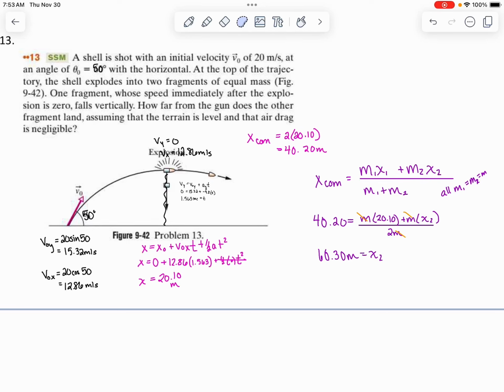Hey guys, I know number 13 on the 9.2 and 9.3 homework can be very difficult. So I wanted to let you know I did the problem all the way through and I just changed the original angle to 50 degrees. If you want to pause it and look at my work here, you're more than welcome to.